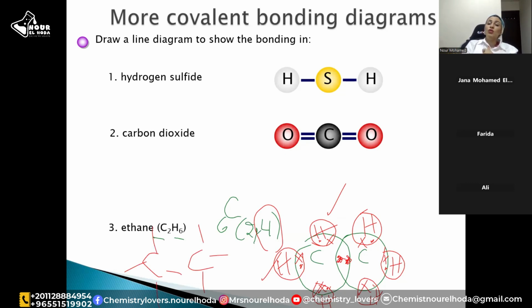Okay? Now if I want to draw C2H4, C2H4 is trickier. It's called ethene. Miss, we make one line, one dash, because it is 2 electrons. Yes, exactly, that's true. So if it is C2H4, I will remove the hydrogens from the carbon.